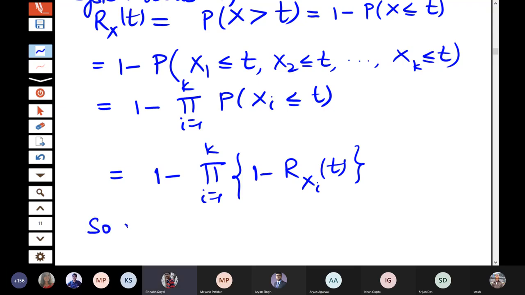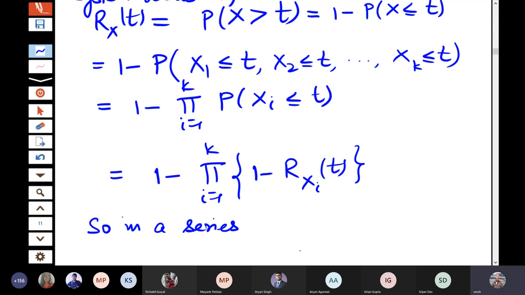So we can also find this reliability of parallel system by adding the reliability of series systems. Adding? Where is the addition? No, sir, I'm saying that we can also find it like that.